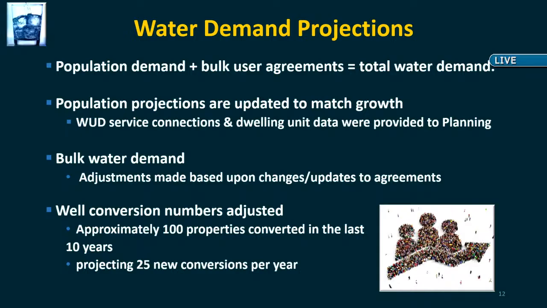One of the major elements of a water supply plan is to project the population served. In addition to our service area customers, we have 8 bulk water agreements with other municipalities and users. As part of the water supply plan, population projections were updated to match growth shown in the Water Utilities Department customer database, and adjustments were made based on changes and updates to the bulk agreements. Previous water supply plans had forecasted the well conversion numbers in thousands, but in reality, it's been far less than that. We've had maybe about 100 properties converted in the last 10 years, so we're projecting about 25 conversions per year moving forward.